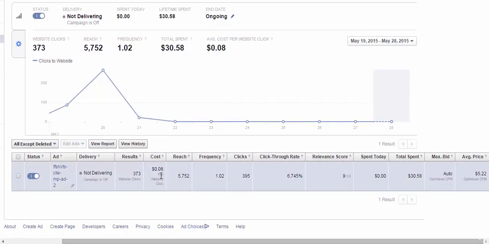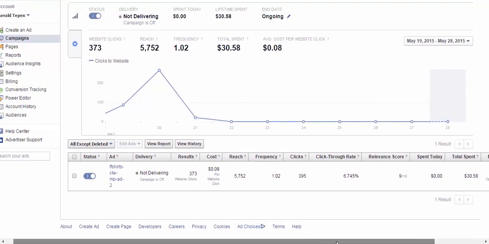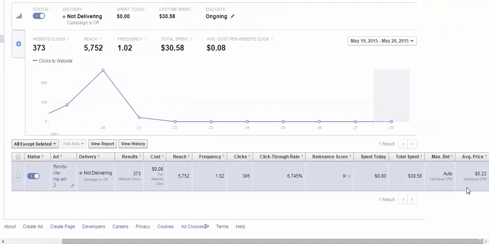So you can see at 8 cents per website click, which I like, is very good. Click-through rate fairly decent. But what I like to look at is over here on the far right, and you'll notice you actually have to scroll over to see that. It's labeled Optimized CPM. That's how much it's costing you per 1,000 impressions or views on Facebook.